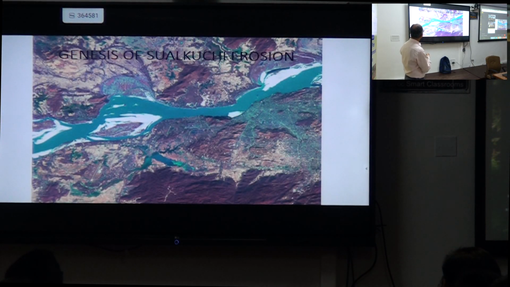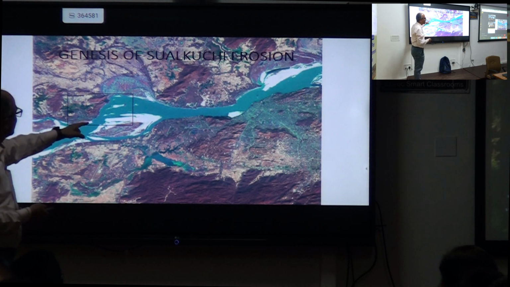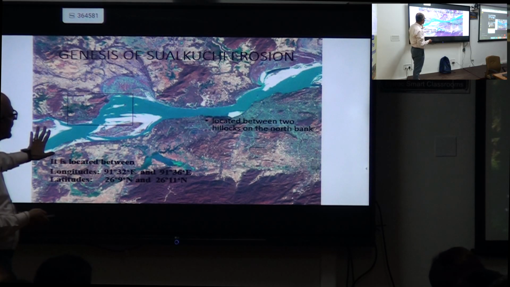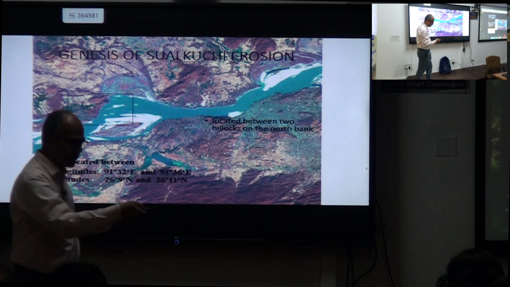So if you see, there is a location where severe erosion was happening in this part. In this part, there was severe erosion. I am skipping this part, and this is located between two hillocks.